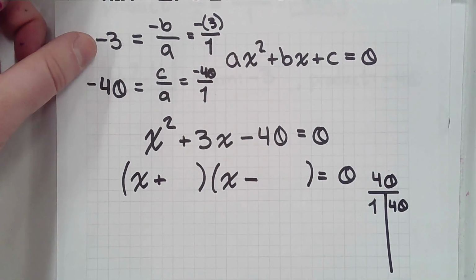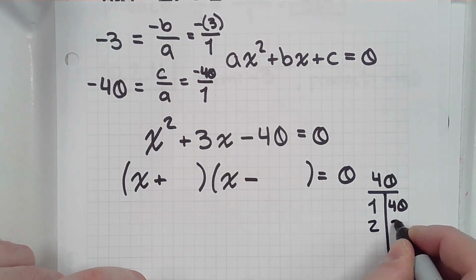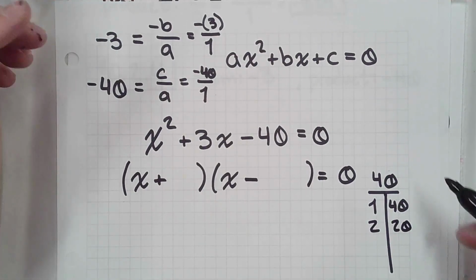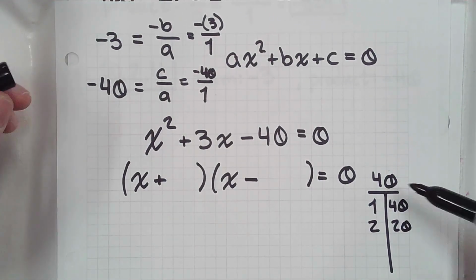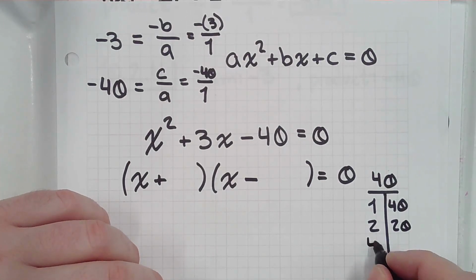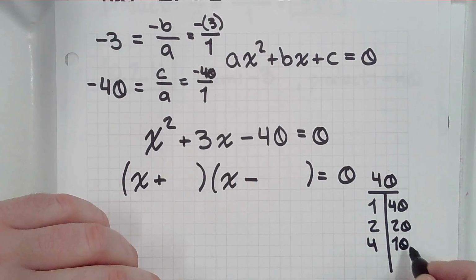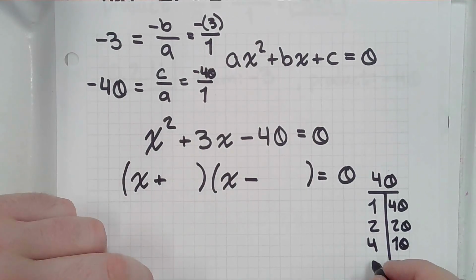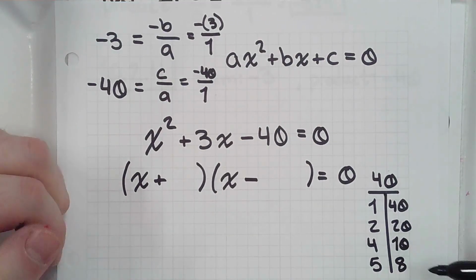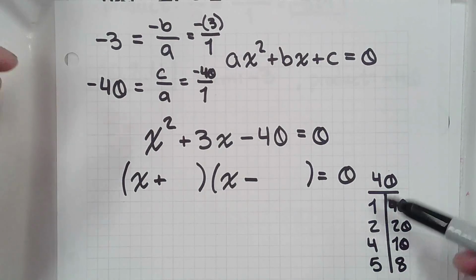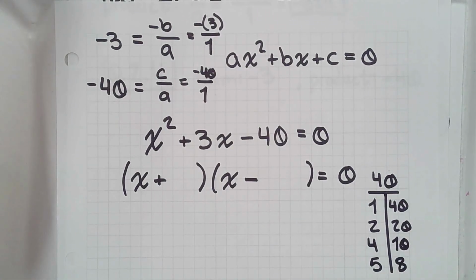So 1 and 40 is a way to multiply to 40. 2 and 20. 3 doesn't go into 40 because I know it goes into 30, 33, 36, and 39. 4 does, though. 4 and 10. 5 does. 5 and 8. 6 doesn't, because if 3 doesn't, how could 6? 7 doesn't, because it goes into 49 and 42. And of course, 8 does.